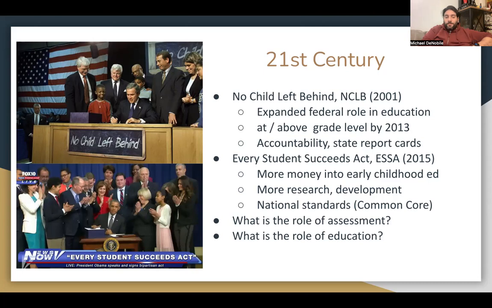And in 2015, under Barack Obama, he doesn't change No Child Left Behind much in the Every Student Succeeds Act, or ESSA. He puts more money into early childhood education. That's one of the biggest differences. More research and development.